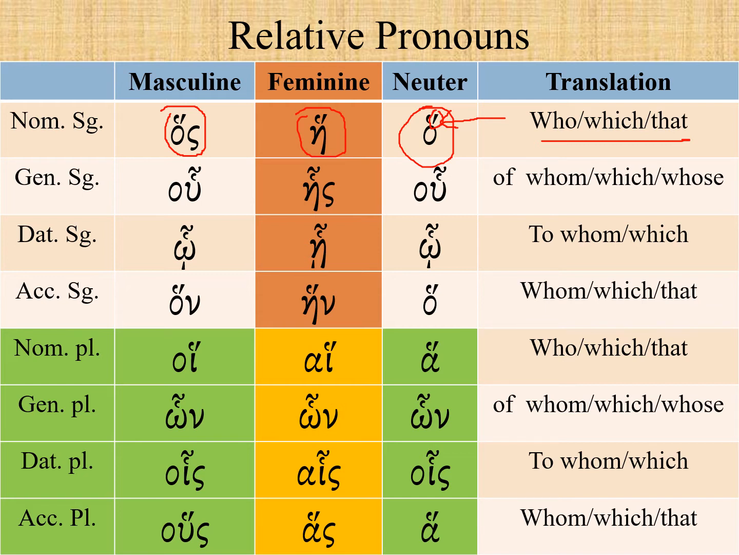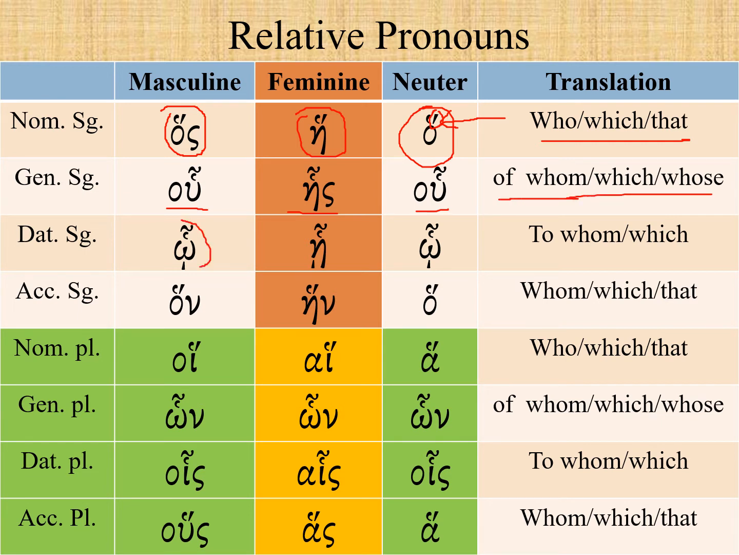Some of the other relative pronouns also have that same difficulty, so that you might confuse them with the articles. Now, obviously, when you see that in the context, you should be able to distinguish that from the article. As mentioned, the relative pronouns also have the case and the number. So looking at genitive singular, hou, and then obviously feminine and neuter, so hes and hou. So you can see that the translation would be of whom, of which, of whose.